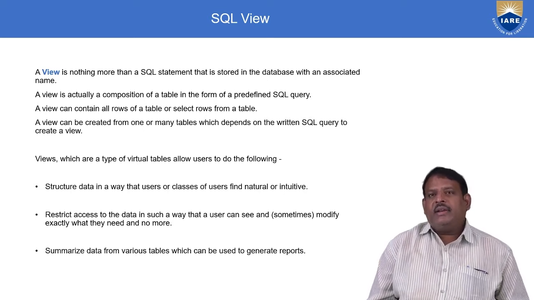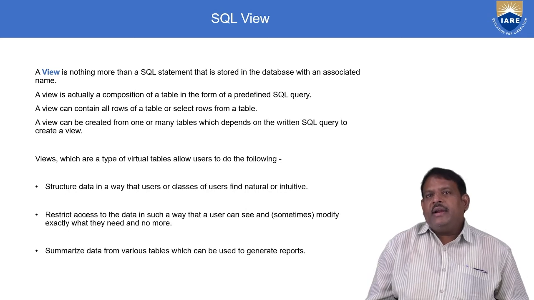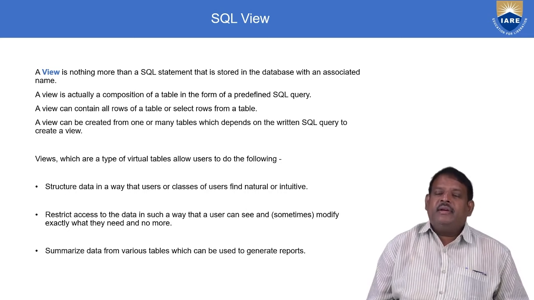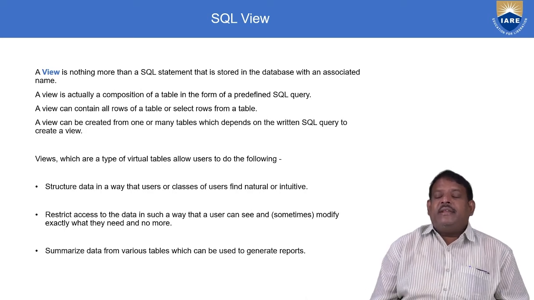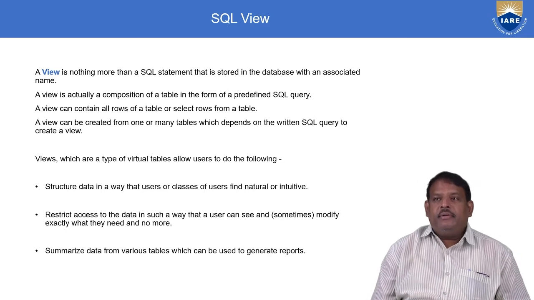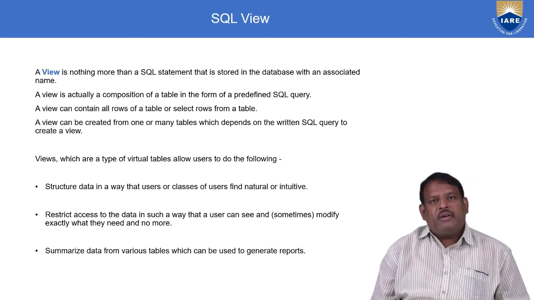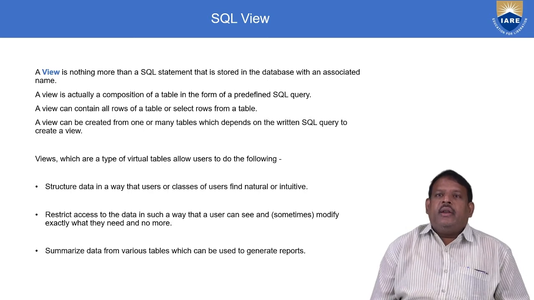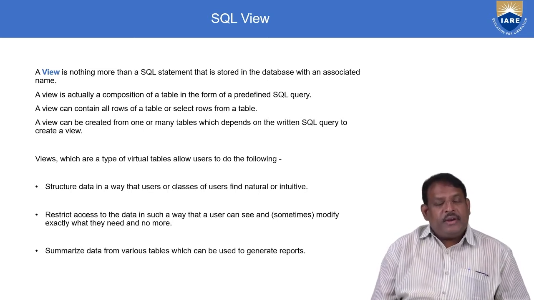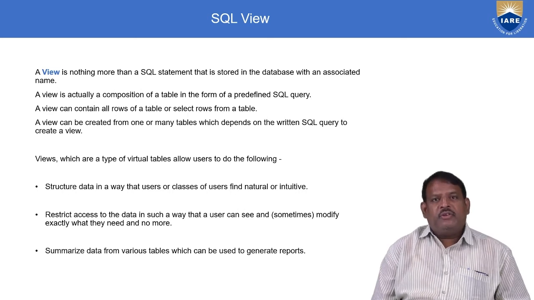So when you write a where condition, all the data from the table will not be displayed. Only the corresponding records which are satisfying the where clause will be retrieved. If you don't give a where clause, you are going to get all the rows. If you give a where clause, you are going to get only a part of them. Also, the view can be created from one or more tables, which depends on the SQL query.